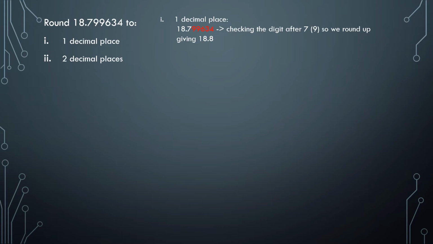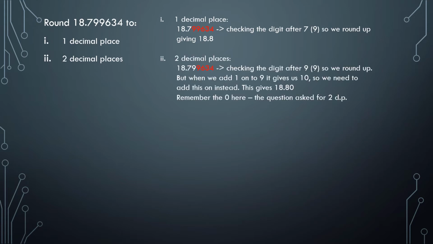If we want to round it to two decimal places, it would be 18.79, and we're going to ditch the rest of it. So we're checking after that, is it 5 or above? Yes, it is. So we round up. But when we're adding the 1 onto 9 here, you add 1 onto 9, it gives you 10. Okay, and so in this instance, what it actually becomes is 18.80. Now the temptation here is to leave it as just 18.8, but it has asked for two decimal places, so we need to make sure that we keep the 0 on the end of it. So we need to leave it here as 18.80.